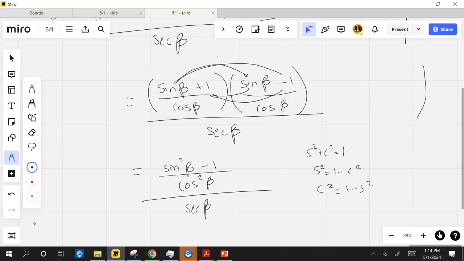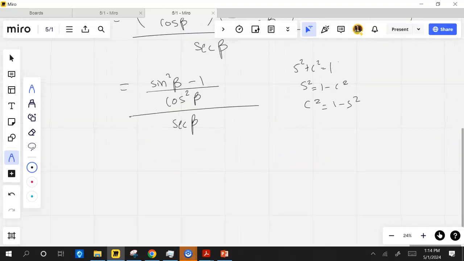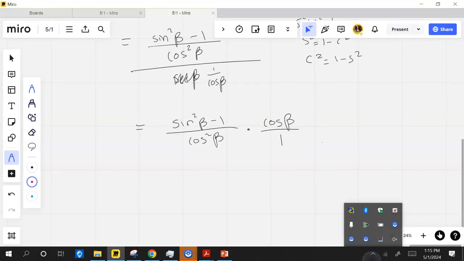I would turn the secant into 1 over cosine. Now, instead of dividing by a fraction, I can just flip it. So I'm going to do sine squared minus 1 over cosine squared, and I'm going to multiply by, instead of dividing by 1 over cosine, I'm going to multiply by cosine. And so I have 1 up top, 2 in the bottom.